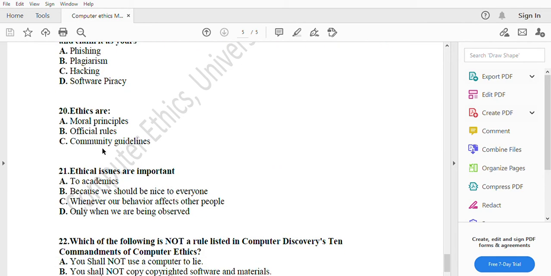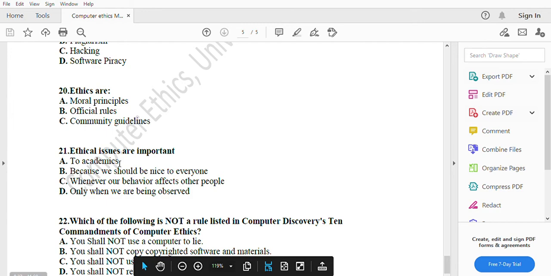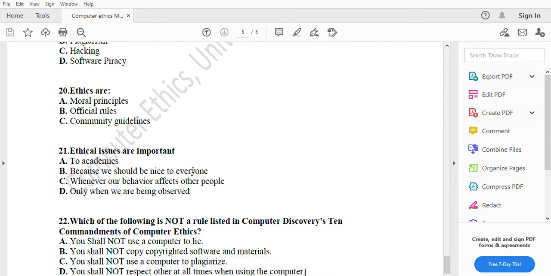Let's go to number 20. Ethics: this is the definition I spoke about at the beginning of the course. This is a very, very concise definition. So we have moral principles, and we have official rules or community guidelines. For 20, of course, the answer is A. 21: ethical issues are important to academics because we should be nice to everyone whenever our behavior affects other people, or only when we are being observed. Of course, this is C.